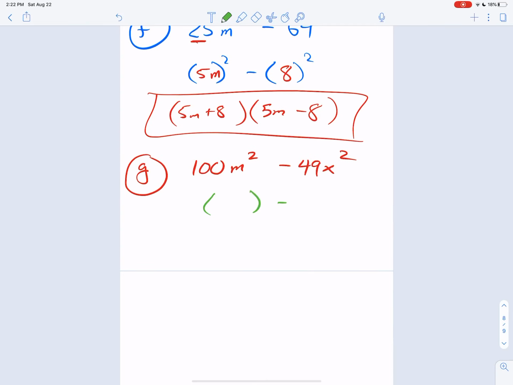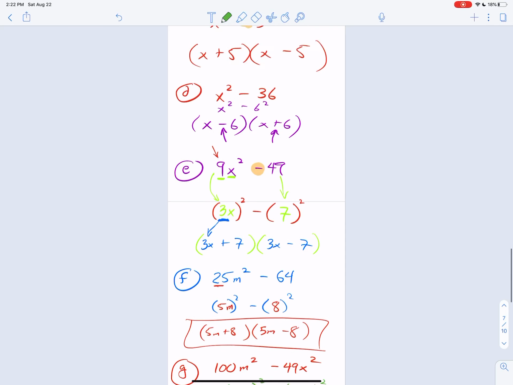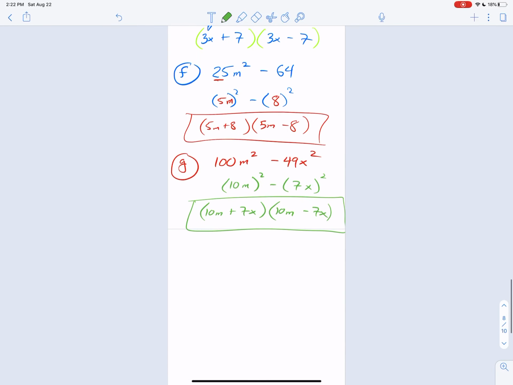Currently, this does not look like two perfect squares, so I'm just going to stencil it out. I know that x squared gives me x squared. 7 squared gives me 49. So if I use that same logic on the left here, 10 squared will give me 100 and m squared will give me m squared. So this is going to be 10m plus 7x, 10m minus 7x. That's as tough as it gets. Okay? DOTS, you should have a very easy time with practice, okay?